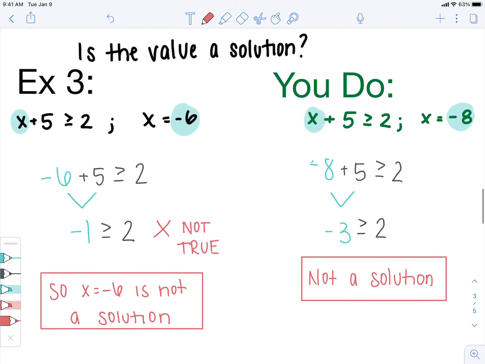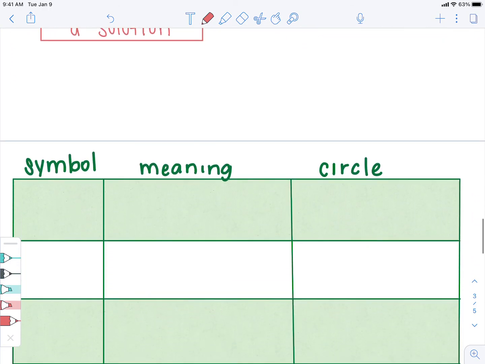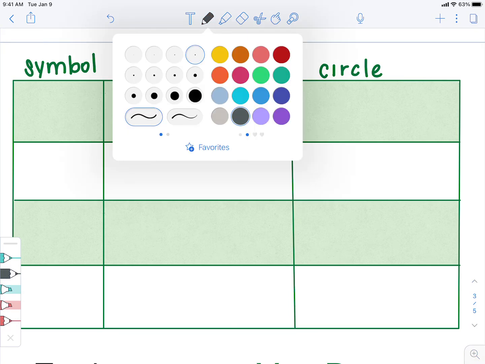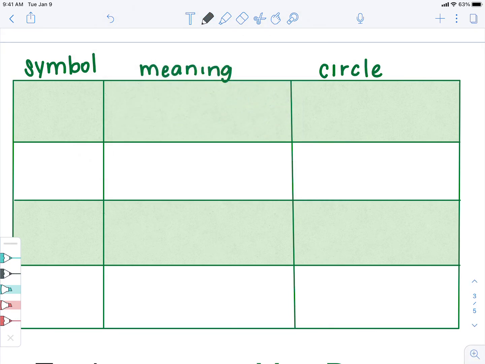All right, here's the last thing you're going to be asked to do. We're going to take that same chart. So if you want to add back to your original chart, you can. If you don't want to, redraw yourself a new one. And we're going to take our same symbols. We had our greater than, our less than, our greater than or equal to, and our less than or equal to.